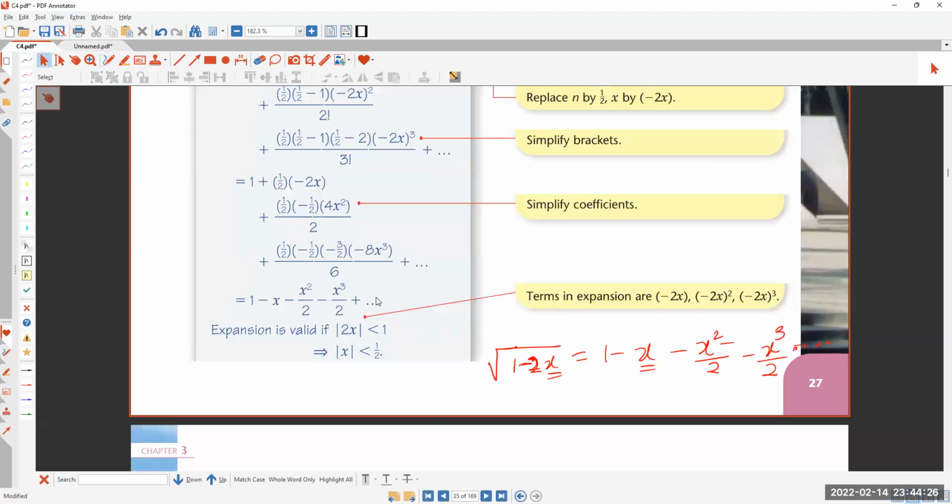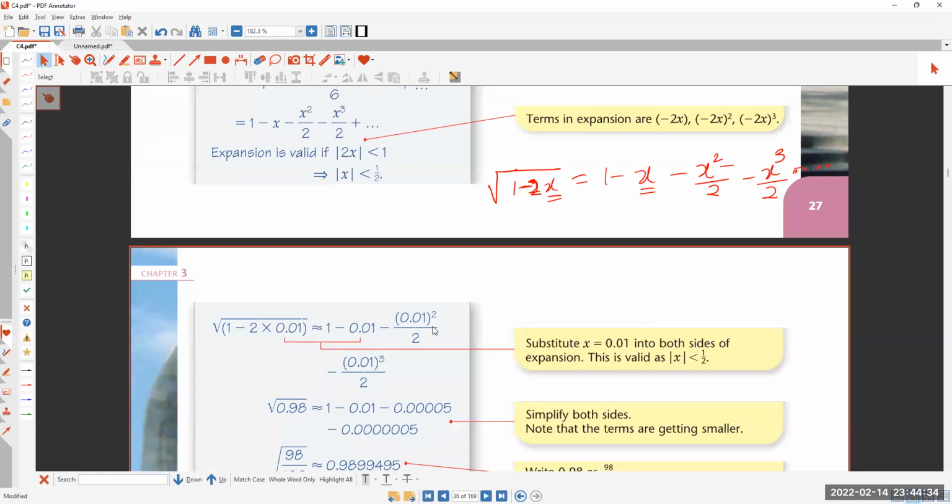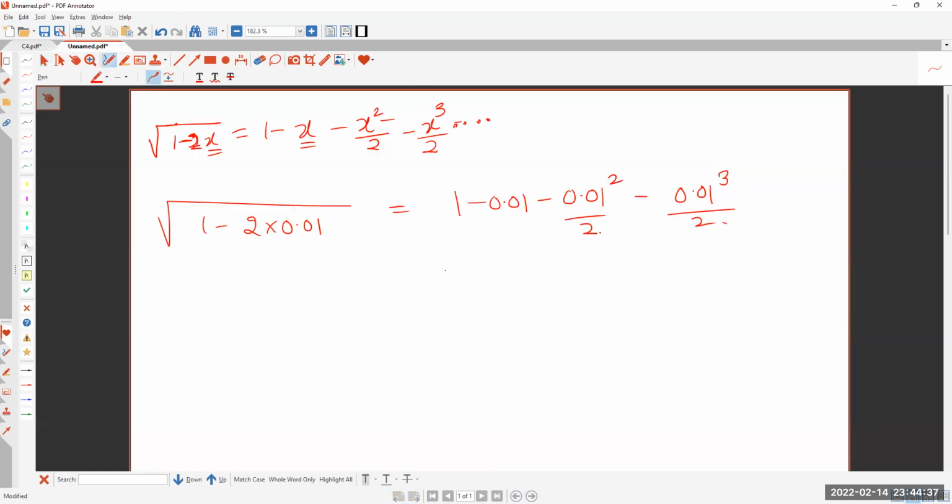Was it divided by 2 or divided by 3? Actually, everything is divided by 2. Now, is there a negative sign here? Yes, the minus sign is outside. What are we getting inside? We are getting 1 minus 2 into 0.01, that is 0.98. So 0.98 is equal to 1 minus 0.01 minus (0.01) whole square divided by 2. Remember that the minus sign is not coming inside the bracket.